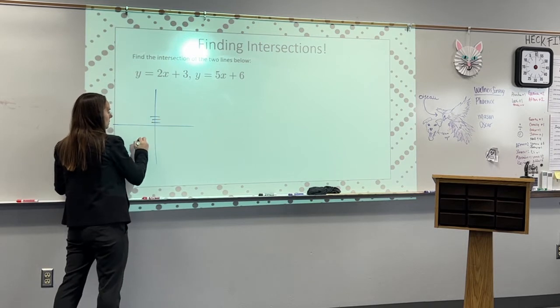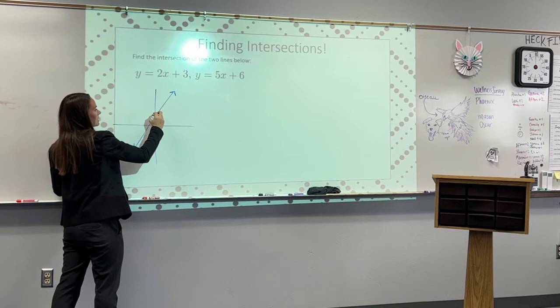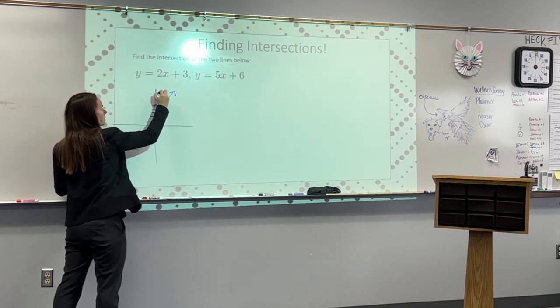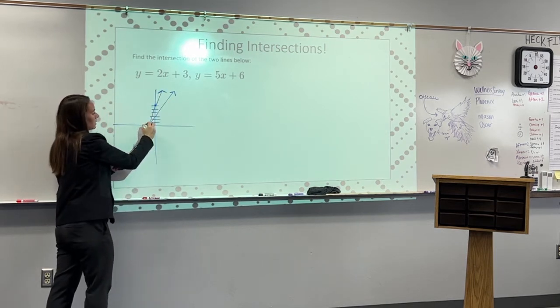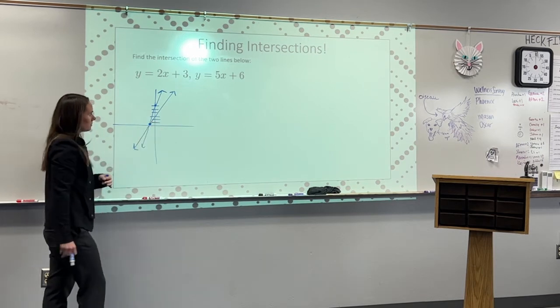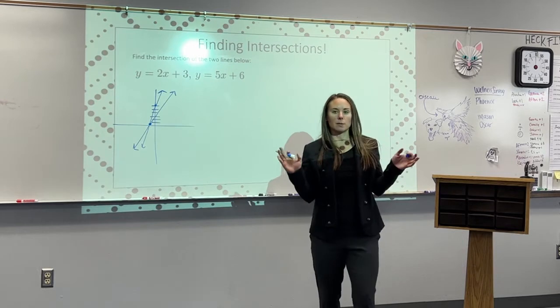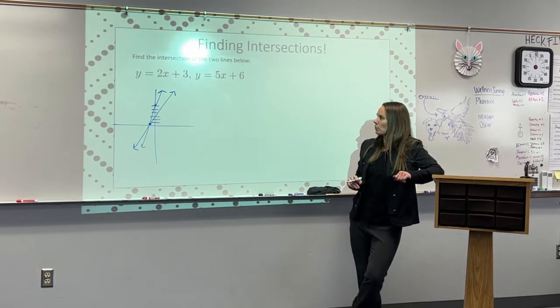Let's just look at what this would look like. So 2x plus 3 might look like something like that, going through the 3. 5x plus 6 goes through the 6, but it's much steeper, so it's something like that. We're trying to find where the intersection point is. And so we could graph it and then see where they cross, and then you're done the problem. That works. You can grab a whiteboard and do that if you want. But there's another way to do it.